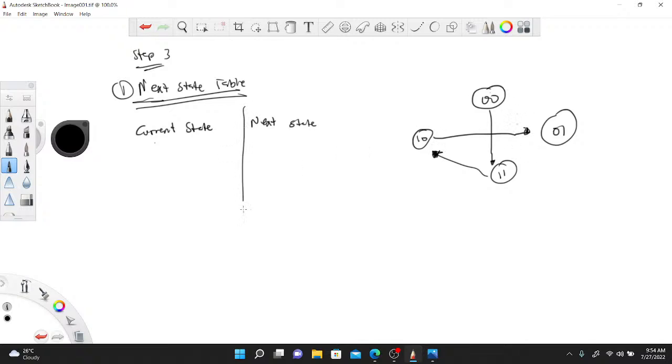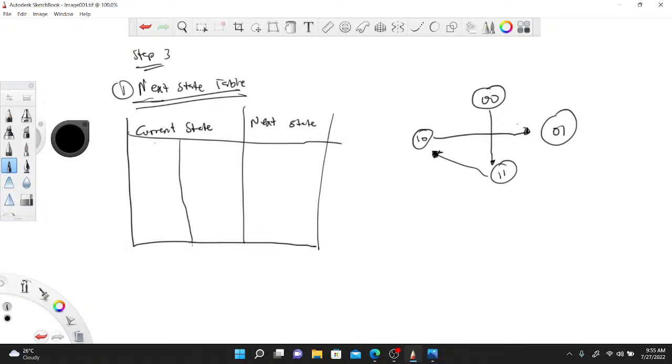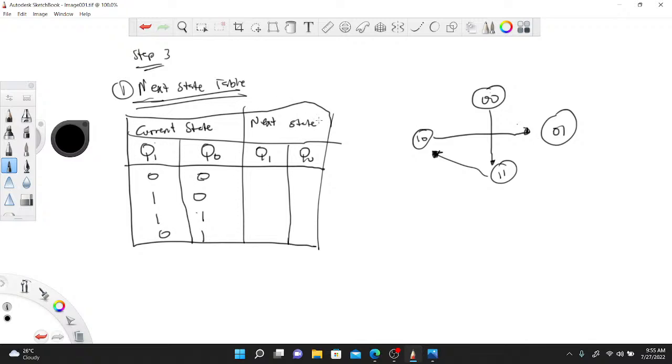With this one, it is 2 bits. If it is 2 bits, we can say current state 1 and current state 0, the next state 1, next state 0. And then we'll have 00, 10, 11, and then 01. You understand? The order shouldn't be important.